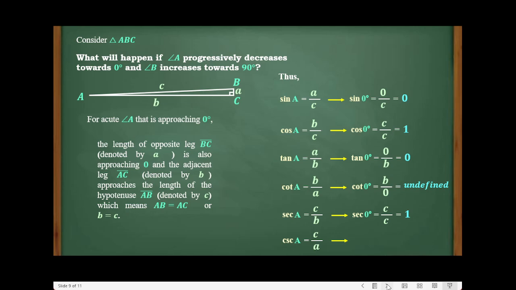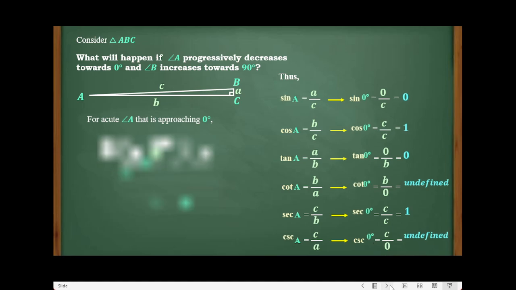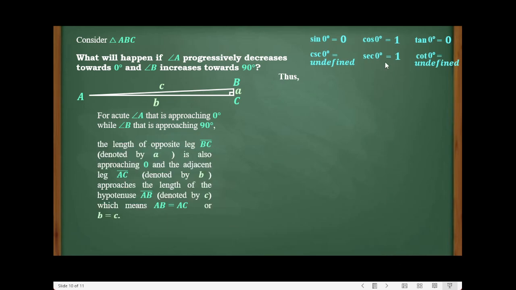And for the cosecant of 0 degrees, that is the reciprocal of sine 0 degrees. So that is hypotenuse over the opposite leg, which also becomes 0. And any number divided by 0 will give us an undefined result. Okay? Now, as you can see, we have just defined the 6 trigonometric values of 0 degrees. Okay? And please take note of these 6 values.